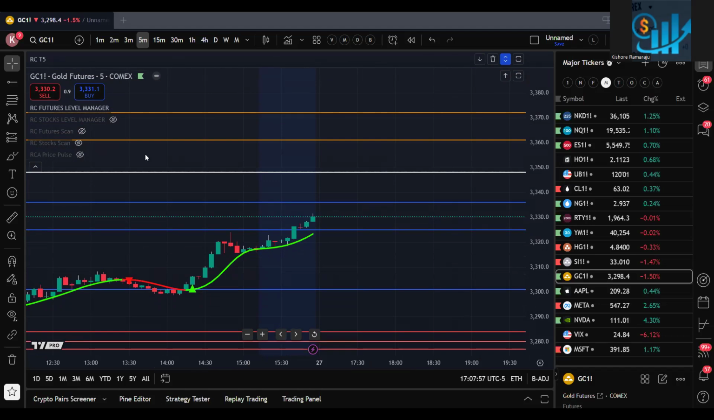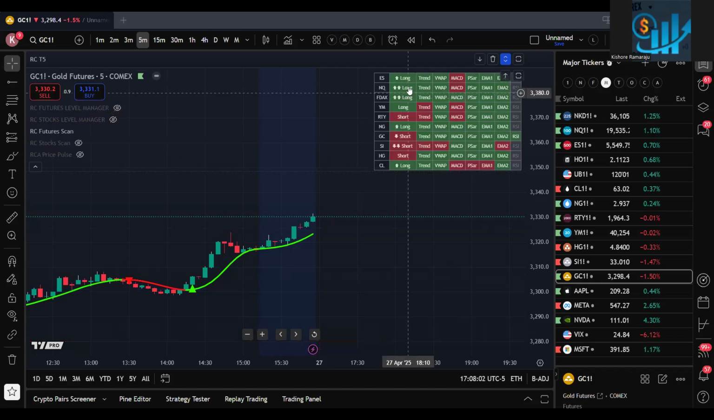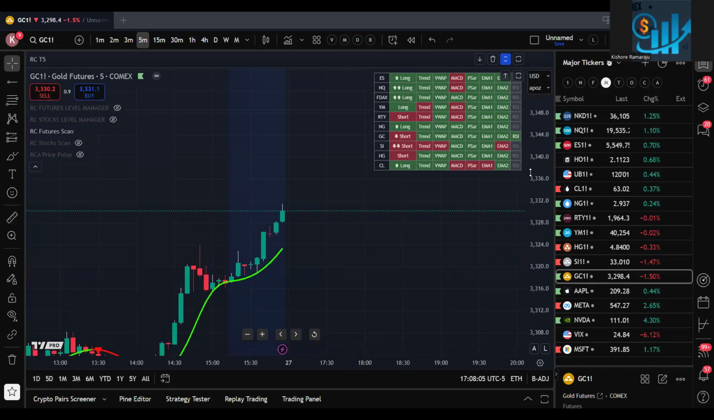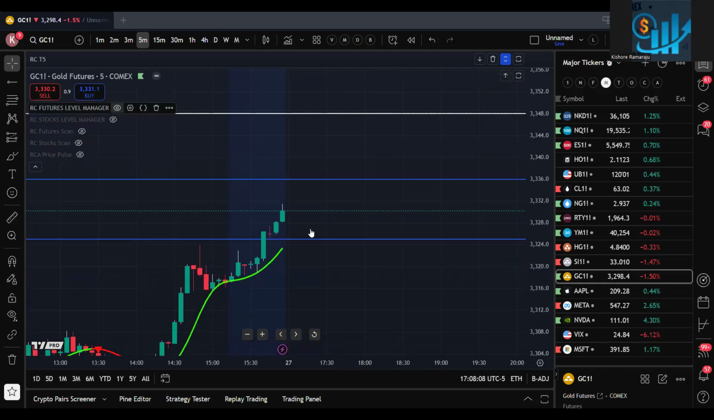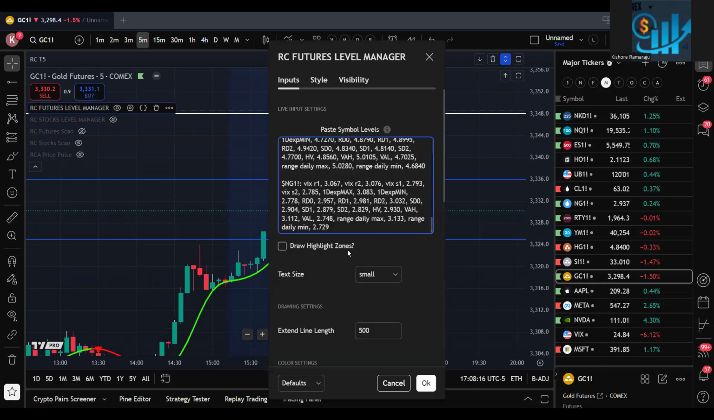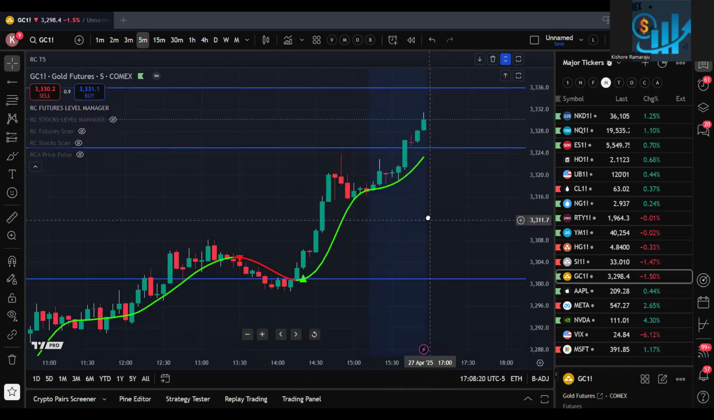Yeah, if you use the scanner, then you have to draw the levels, right? From the notepad file, you have to draw the levels. If you have this one, it will help you automatically, because you don't need to go to all the tickers. You just paste the levels, and it will draw the lines for everything over all 10 different symbols and 12 different symbols.